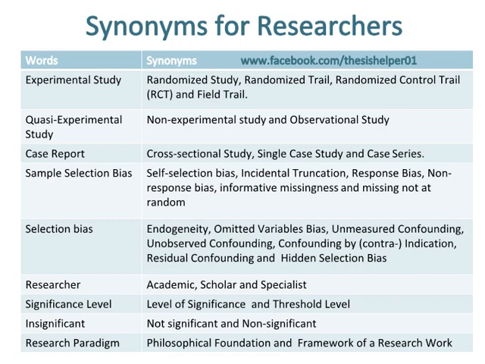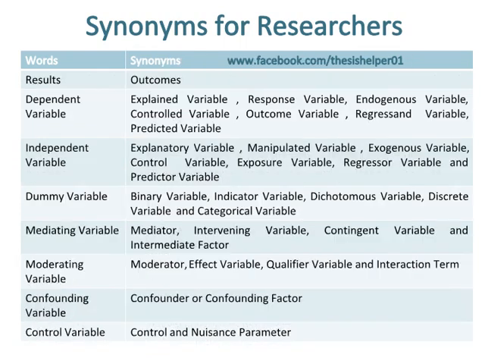Synonyms of significance level are level of significance and threshold level. Synonyms of insignificant are not significant and non-significant. Synonyms of research paradigm are philosophical foundation and framework of a research work. Synonym of results is outcomes.